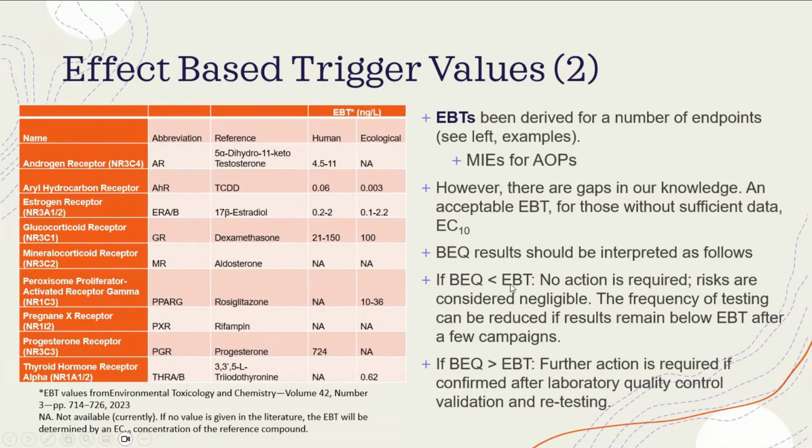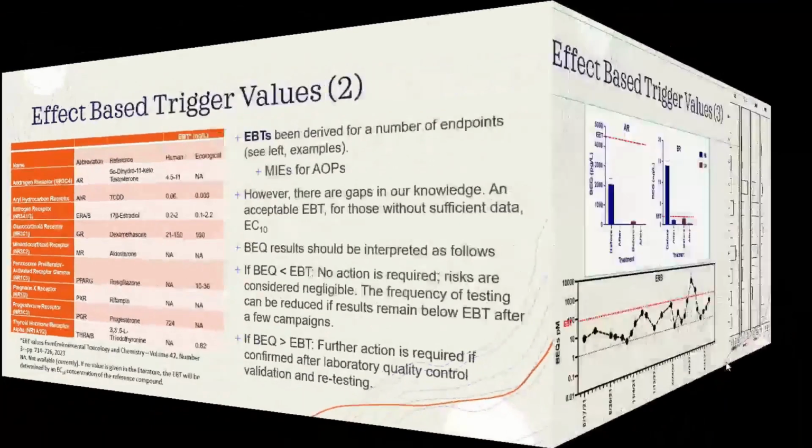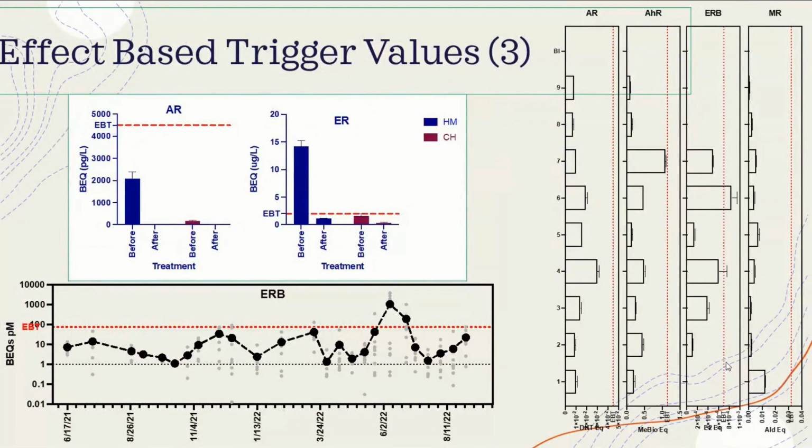If our BEQ in our sample is less than the trigger value, then no action is required. And of course, if the BEQ is greater than this trigger level, then further action is required once you go through the confirmation.